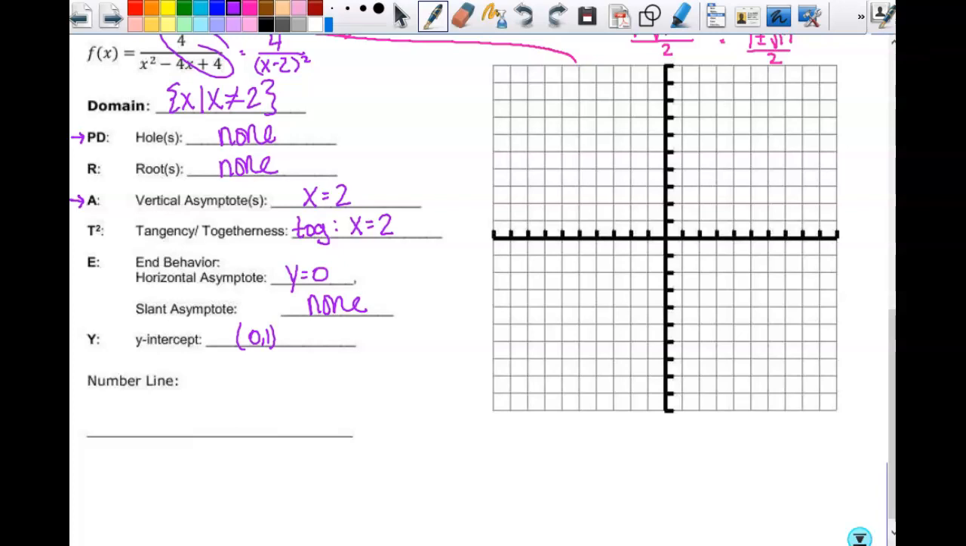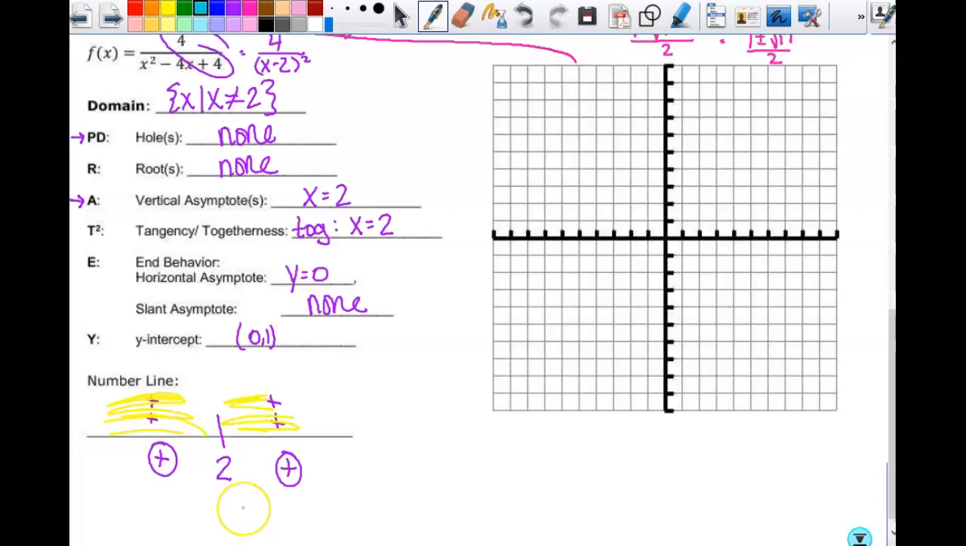All right, so on my number line, the things I put on my number line are my zeros, which I don't have any, and my vertical asymptotes, which I do have one at 2. So I can substitute numbers in. If I substitute in a 0, that'll give me positive over positive. It's positive overall. If I substitute in a 3, it's going to give me positive over positive. It's positive overall. So remember, the number line shows us where we can change signs. It doesn't mean that you always do change signs.